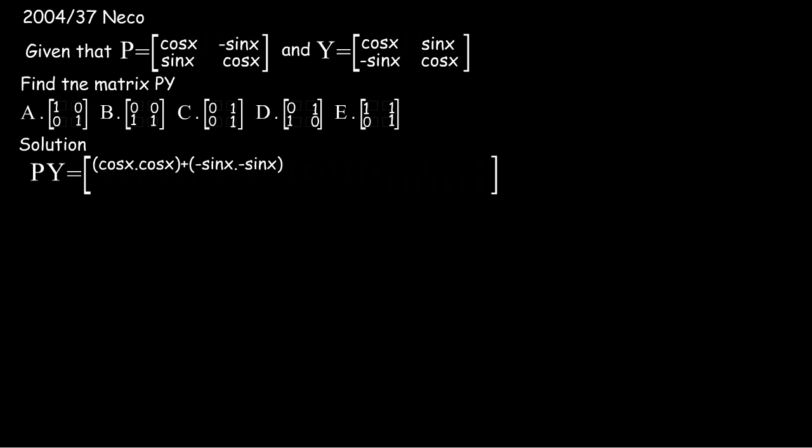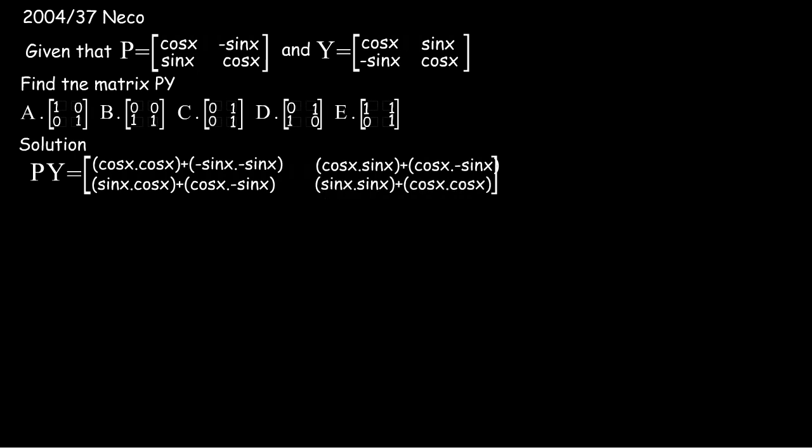Our second element will be cos S times sin S in bracket plus cos S times minus sin S in bracket. And our third element will be sin S times cos S in bracket plus cos S times minus sin S. And our last element will be sin S times sin S in bracket plus cos S times cos S.